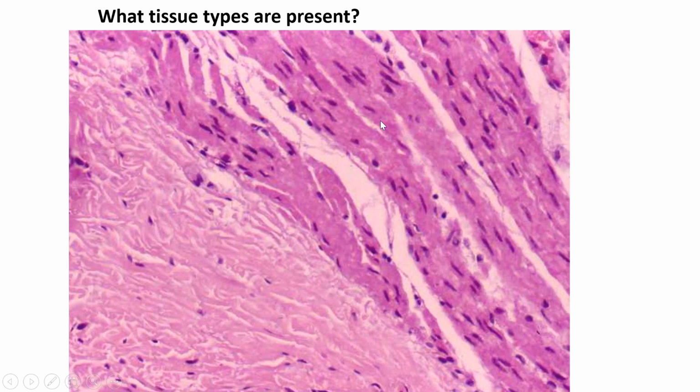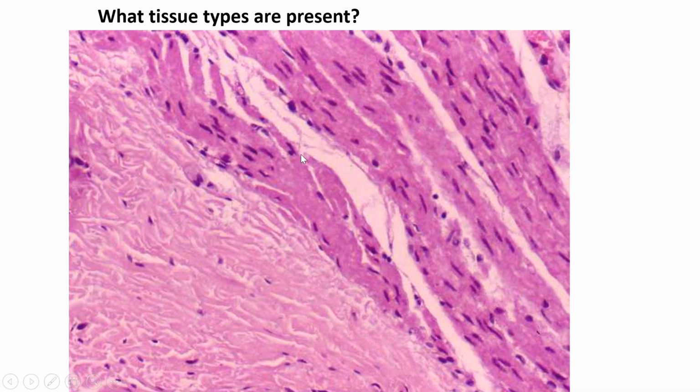Which tissue types are present on this slide? Again, everything's going to be H&E. I want you to focus down here versus up here. So what 2 tissues do I see? Well, this one's going to be more intense. This is very eosinophilic compared to this one. If I look up here, there are a lot of nuclei. Down here, here's a nucleus, there's a nucleus. This is dense, irregular connective tissue, and this is smooth muscle.